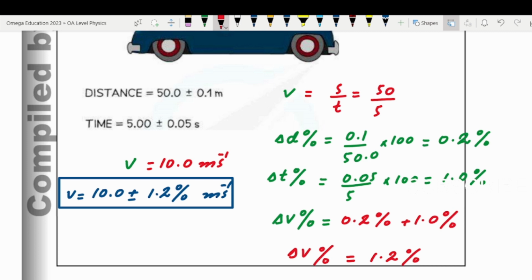Or the other way is, you can find out how much 1.2% of 10 exactly is. You can calculate it. You can find 1.2% of 10. So there'll be 1.2 divided by 100 multiplied by 10, and that is 0.12.